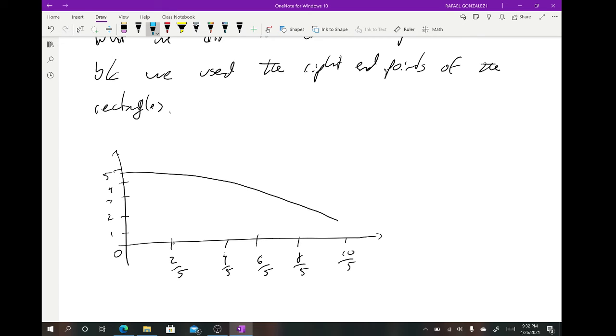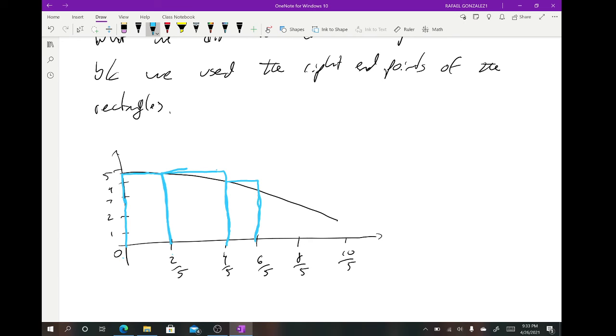So before we were using the right side to get the height, now I'm going to use the left side. So on the interval 0 to 2 over 5, the height is given by the point x equals 0. So we're going to go from 0 all the way up to 5, then across, and then down. And then same thing for 2 over 5. We're going to go up, then across, and then down. And for 4 over 5, we're going to go up to the graph, then across, and then down.